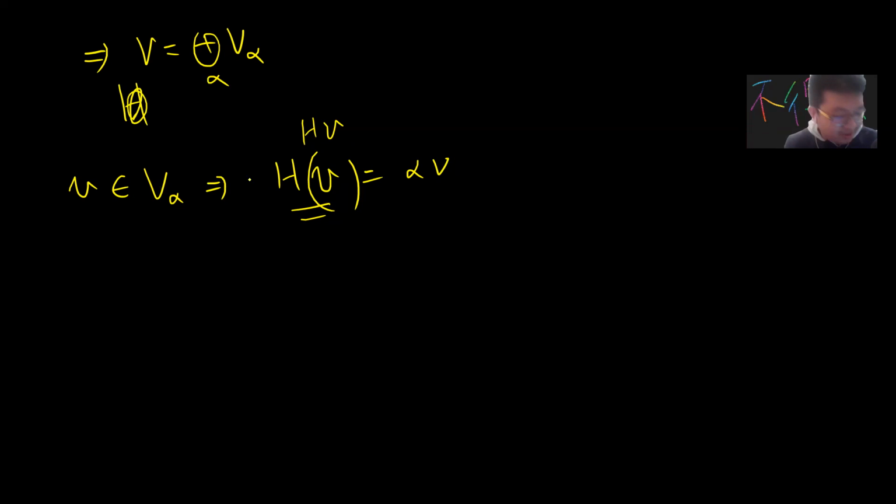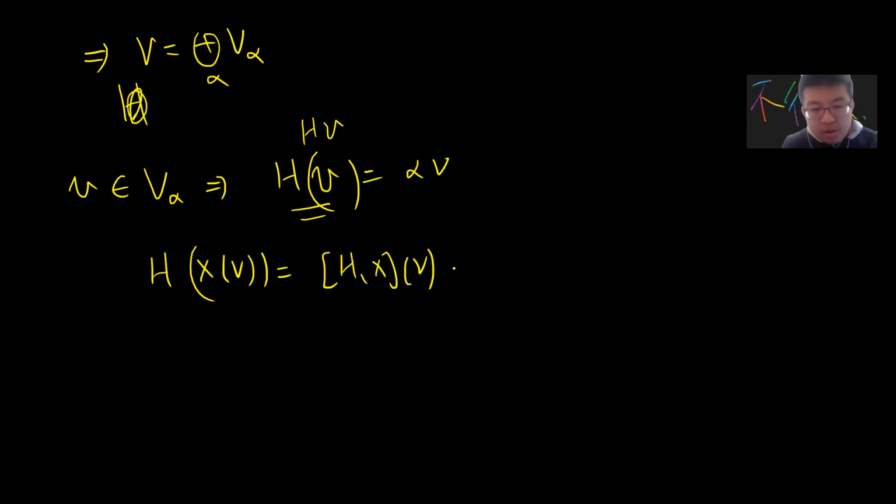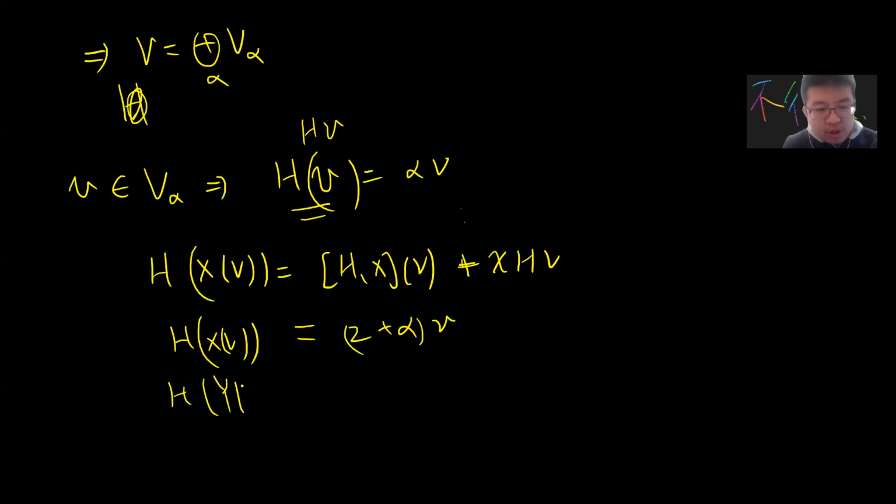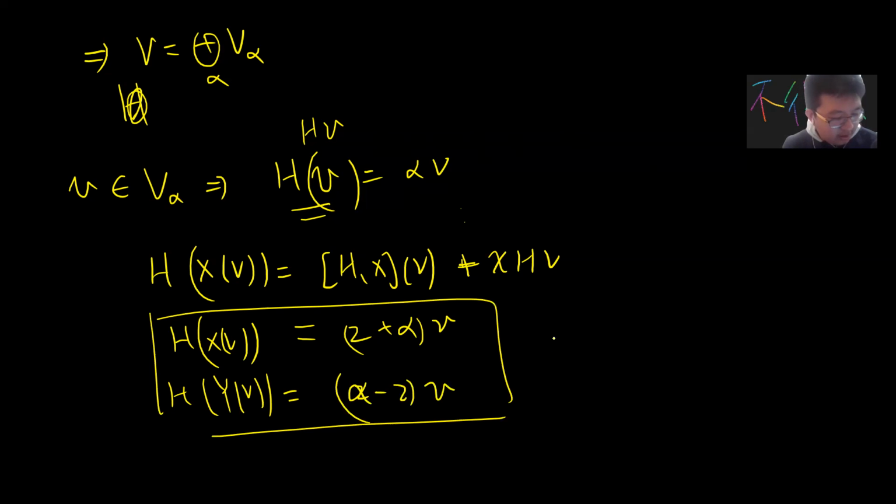Okay, so HV is alpha V, and then one can easily check that. How about HXV, right? By the commutation relation, this is XV plus XHV. So this is (2 plus alpha) XV. And then you can easily prove that if you check on Y, it becomes (alpha minus 2) YV. Okay, so which tells you that your X will map V alpha into V alpha plus 2.